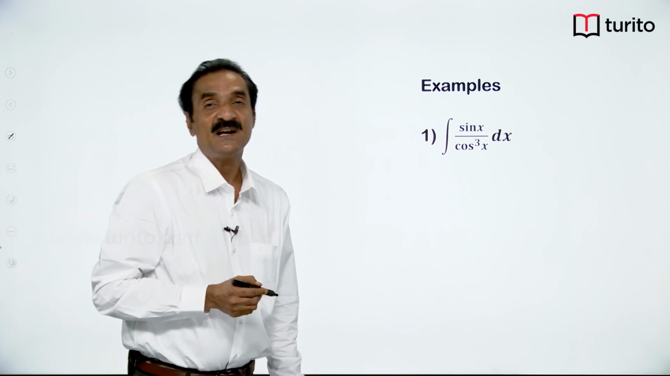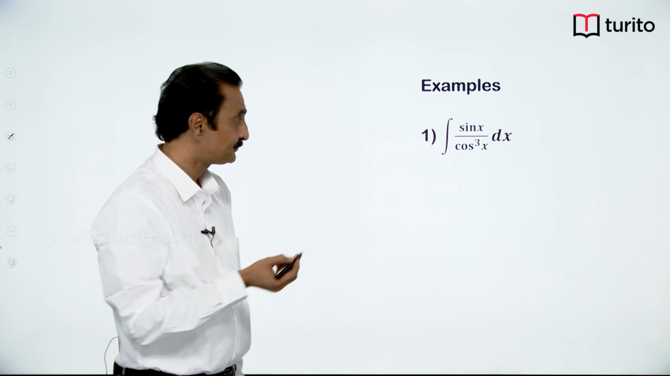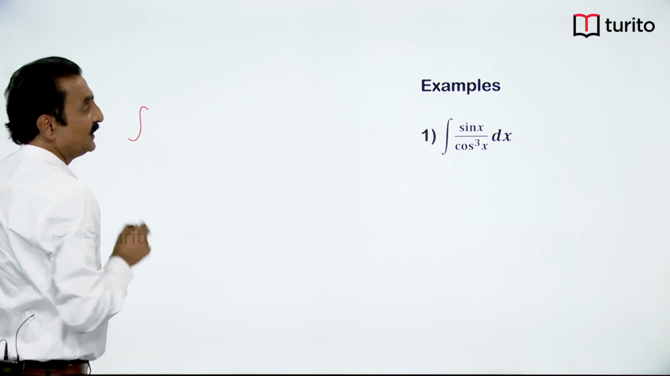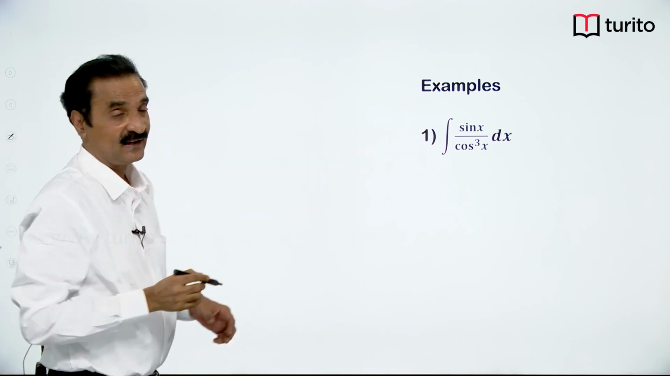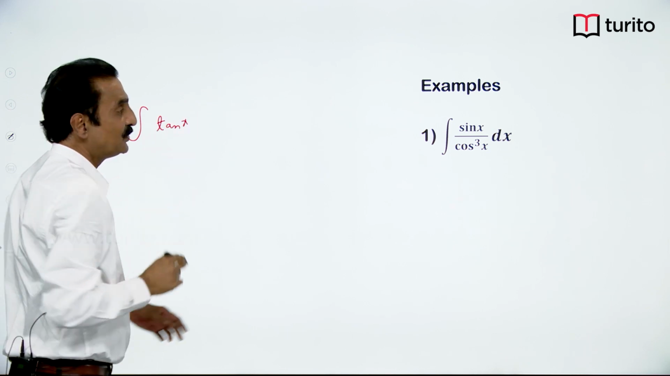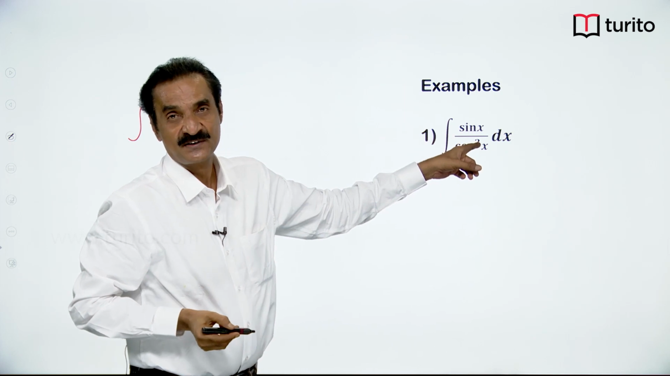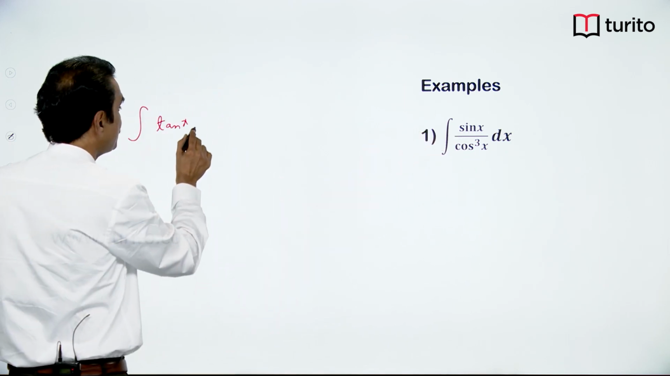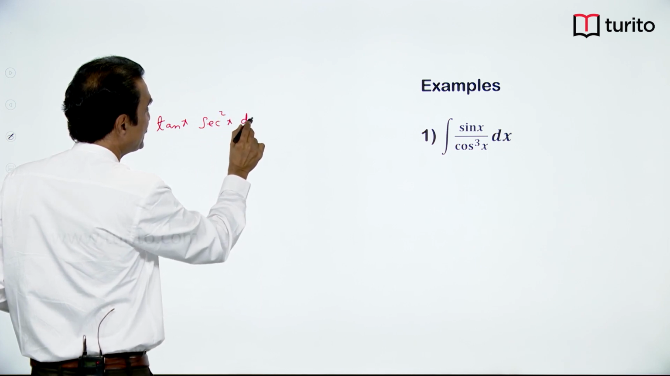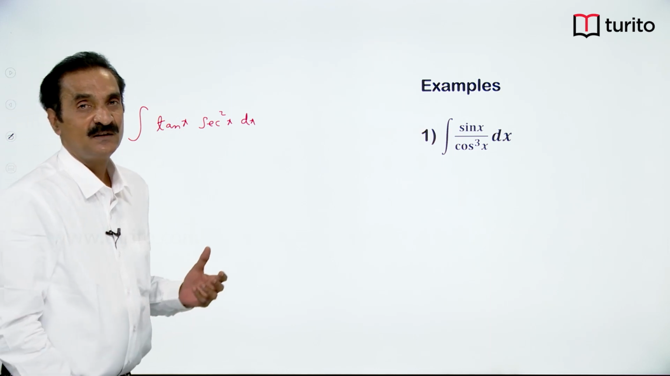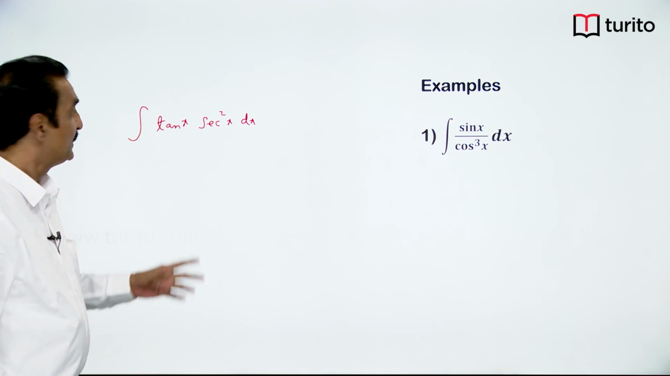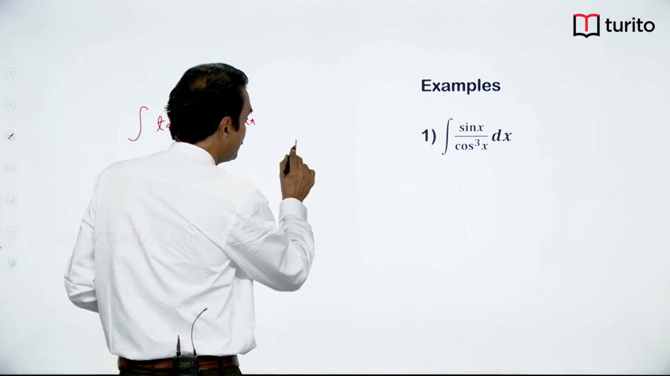Integral sin x by cos cube x. In this question, sin x by cos x is tan x into what is the remaining, 1 by cos square x, that is secant square x, into dx. Now you can see that the derivative of tan x is secant square x, it is present there. So we put tan x is equal to t.